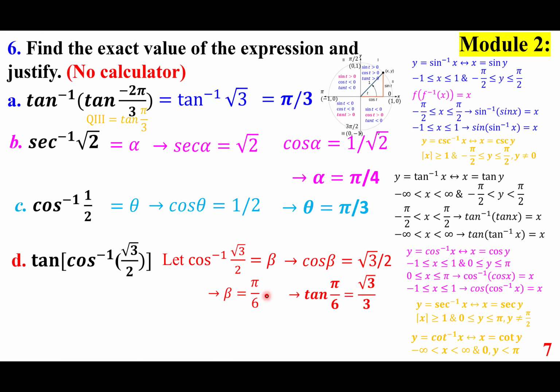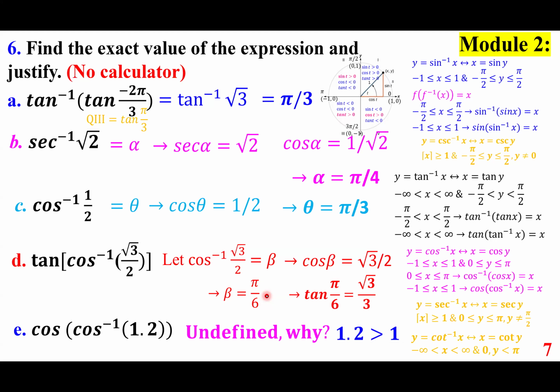Cosine inverse of 1.2 doesn't exist, it is undefined because 1.2 is larger than 1. That's why. Because this belongs to the domain of cosine inverse, or range of cosine, which is -1 to 1. Okay? So cosine of cosine inverse of x is x if x is between -1 and 1. Remember, cosine can't be larger than 1 or smaller than -1.